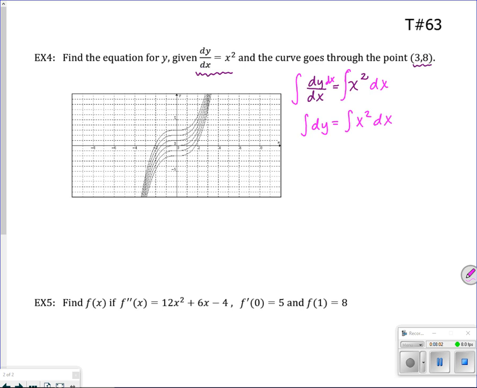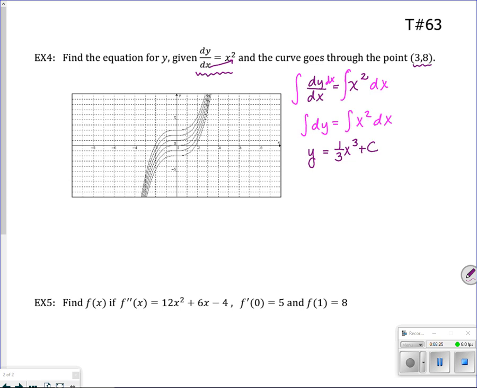So in other words, I've separated those variables. So yeah, you can just pop that dx to the other side. And when you integrate dy, 1 with dy, you get y. And you integrate the other side and you get your 1/3 x cubed plus c.